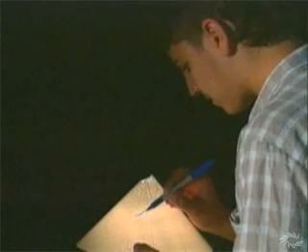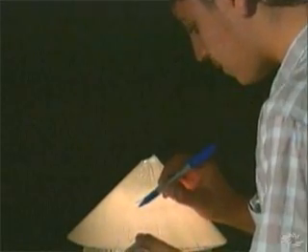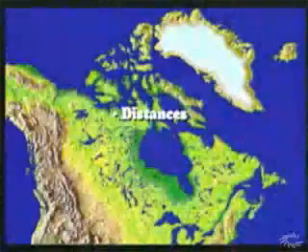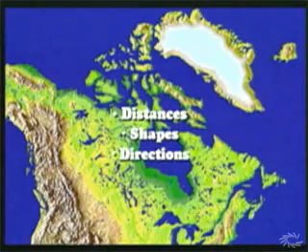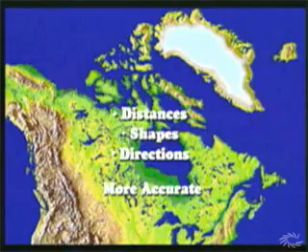You'll see that while you're tracing, the projected shadows have practically no distortion. That's because the shadows are closer to the globe. So distances, shapes, and directions are more accurate on Lambert projection maps than on those based on Mercator projections. But Lambert projection maps show smaller areas.